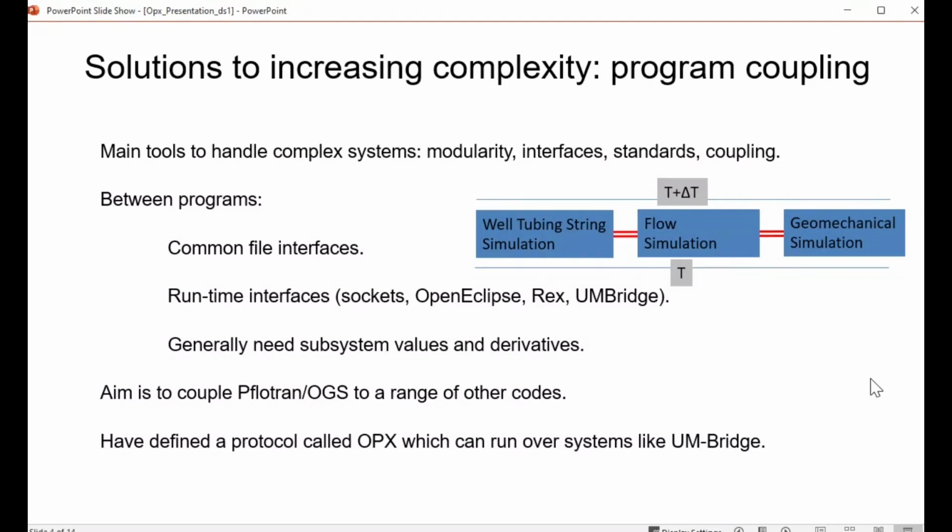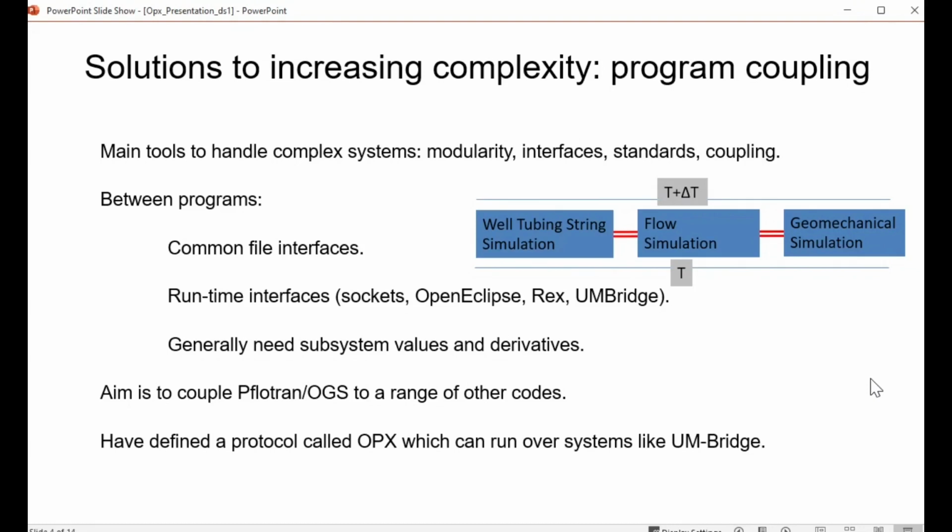And now we're looking at Umbridge. And the real idea is we do a series of times, we do a calculation or data exchange with a geomechanical or well modeling solution. We update the main model and we move on to the next time. And for flow simulation, it's important that we don't just need the value of the rate produced by that well. We'd like to know the derivative of it as well, because we're going to do a fully implicit coupled solution. So our aim here is to have a way of coupling PFLOTRAN-OGS to a range of other codes, and there may be half a dozen of these going into the future.